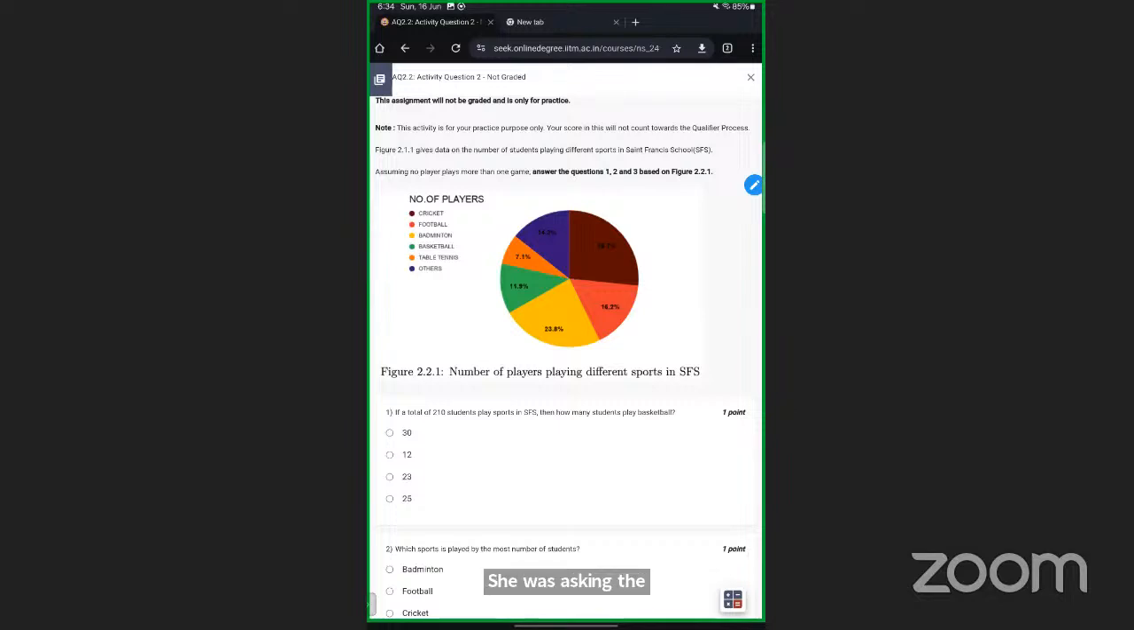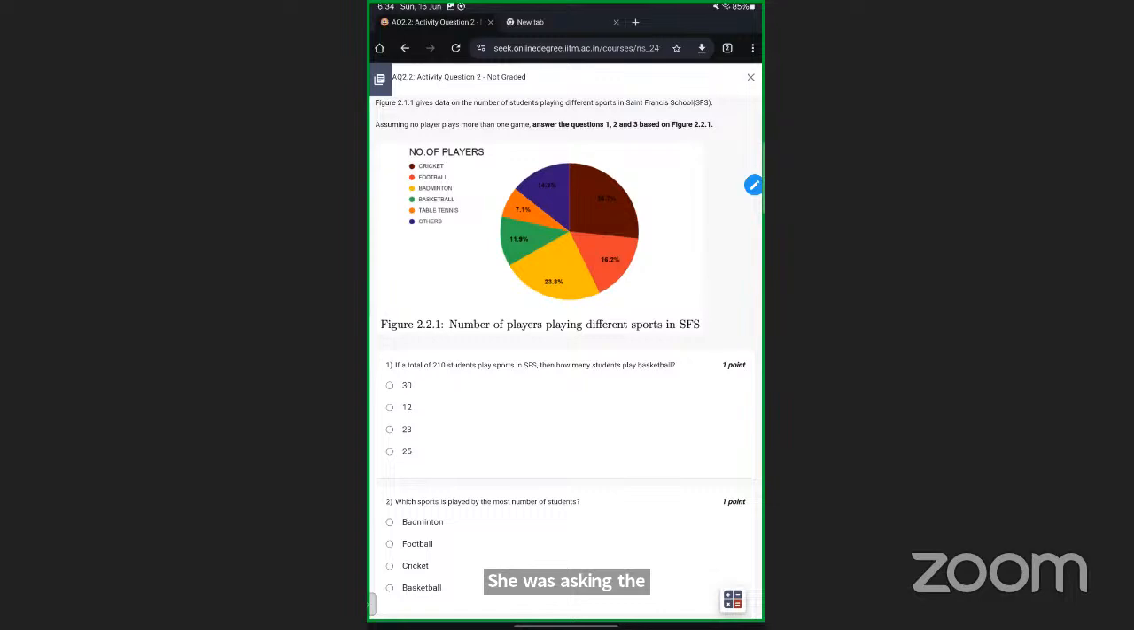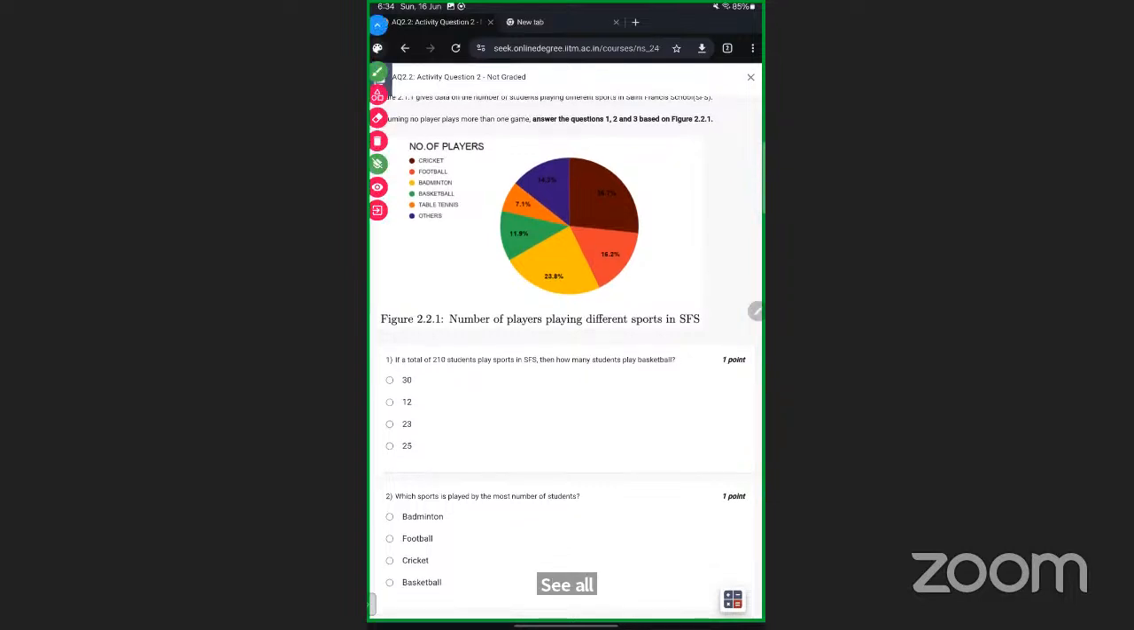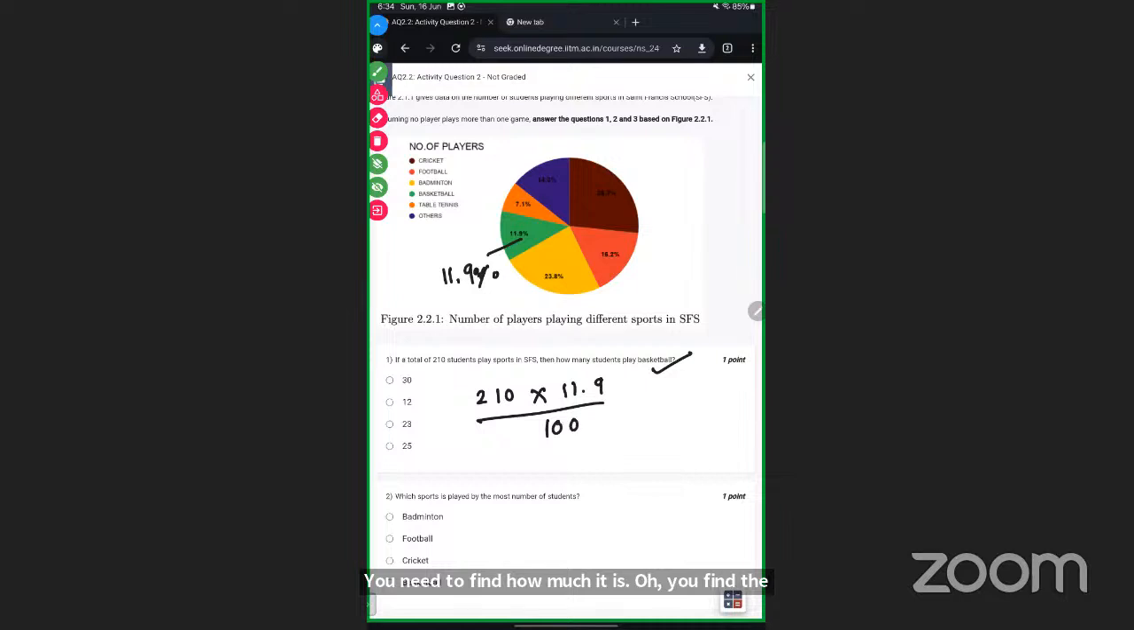Okay, see, they are asking how many students play basketball, right? Yes. So, sir, basketball is this green one, 11.9, and you need to find how much it is. So out of 220, how will you find the percentage? You multiply by that and divide by 100. Like this, you can find the percentage.